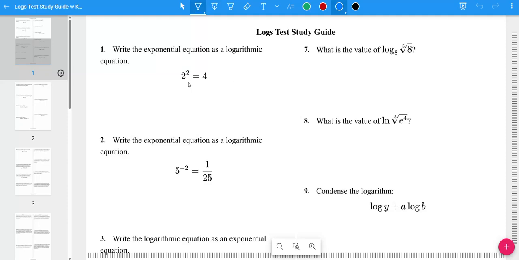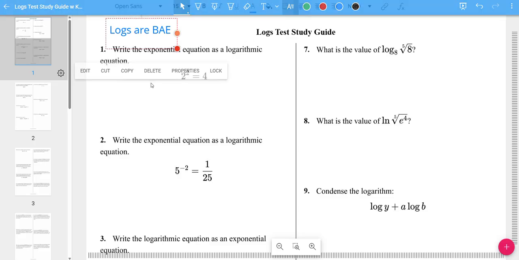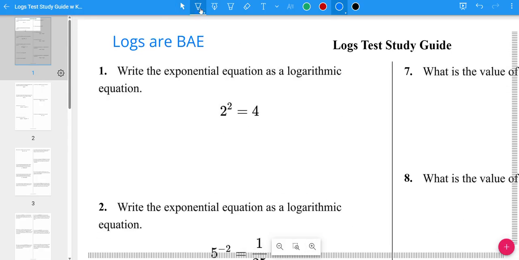Starting on the study guide, we're on number 1. It says write the exponential equation as a logarithmic equation. And remember, to be able to do this the way that I've showed it, I say that logs are bay. That just gives you the order to rewrite it in, because using some terminology that you already have, let me zoom in a little bit. Terminology you already have, you got that this is my base, this is my exponent, and this is my answer. So to rewrite this, I write logs are bay.